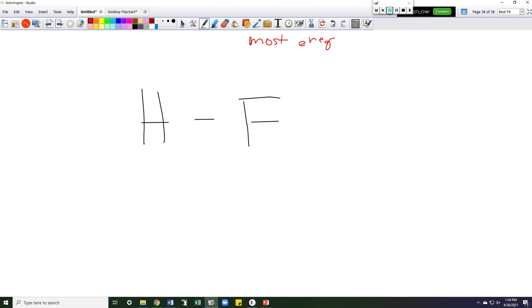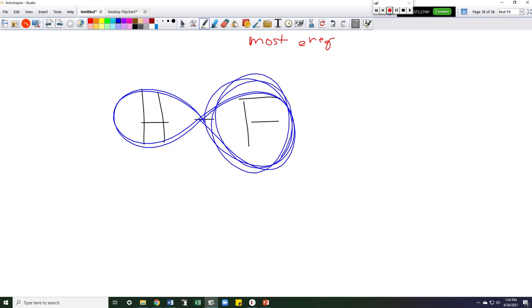So now, if these two atoms are sharing this electron, do you agree that that's the initial phase? But what begins to happen because fluorine's more electronegative? It's going to take that electron and do what with it? Hold it. So it's going to do this.